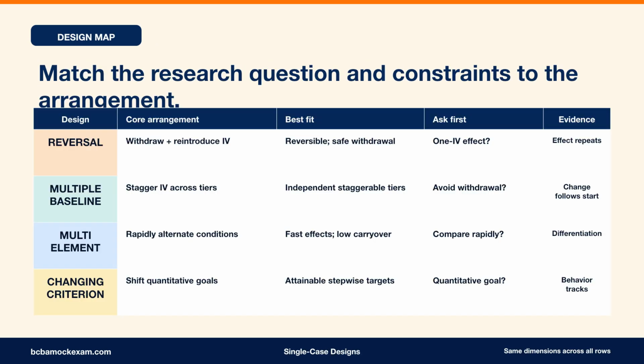The 4 designs answer different causal questions. Reversal tests one intervention through safe withdrawal and reintroduction. Multiple baseline tests the same intervention through staggered starts across independent tiers. Multi-element rapidly compares distinct conditions. Changing-criterion tests whether one response tracks successive quantitative goals. The best label comes from that experimental arrangement and replication logic, not from a number of participants or whether the graph slopes upward or downward.